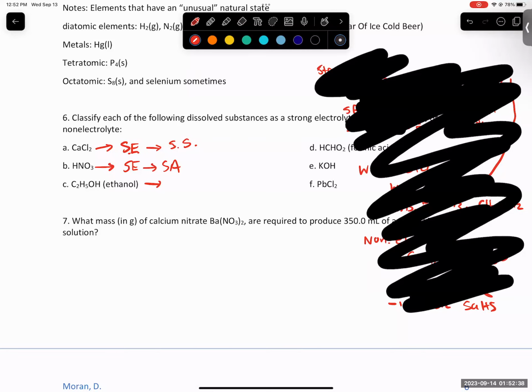Weak electrolyte, non-electrolyte. There we go. Right, because will this dissolve if you put it in water? It will, right? But that doesn't tell us if it's an electrolyte. What tells us that it's an electrolyte or a non-electrolyte is how much it dissociates in water.